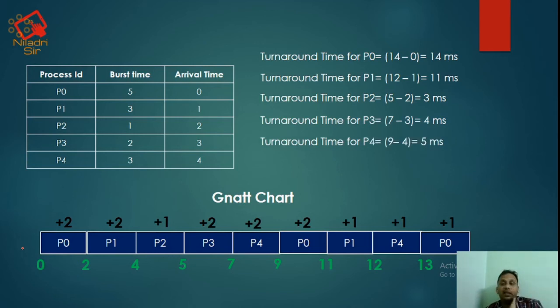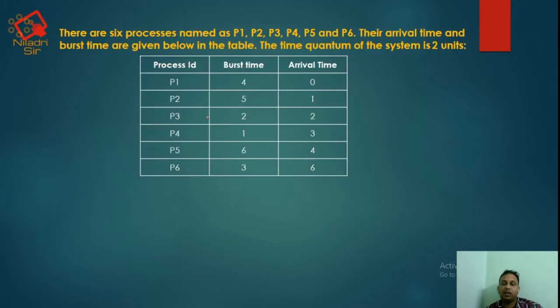And what is the average of this turnaround time? We have to add all this turnaround time and we will divide it by 5. Okay. So the answer is 7.54 microseconds. So let's do another problem. Okay. So this is another problem.